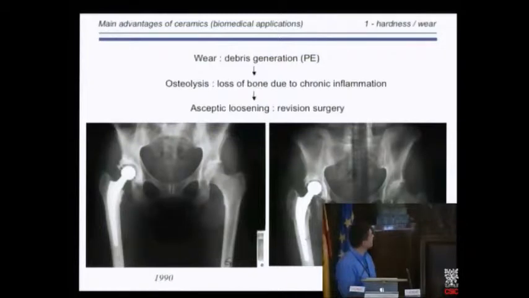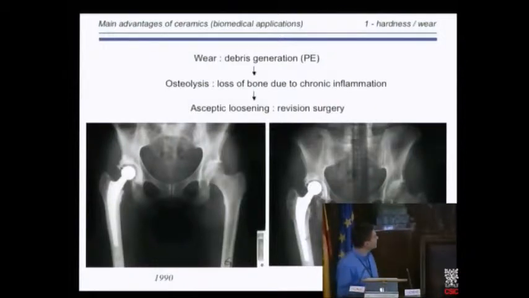This is an example of a metal against polyethylene coupling, just after placing the prosthesis inside the body, and this is 12 years after placing the prosthesis in the body. People who are not familiar with this say, okay, everything works properly after 12 years, the prosthesis is still here, nothing is broken. But in fact, you have quite a large amount of bone loosening at the interface with the implant here and in this area, and this is due to the wear debris generated by the coupling of the metal against the polyethylene.